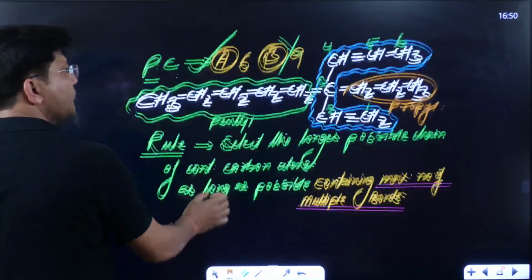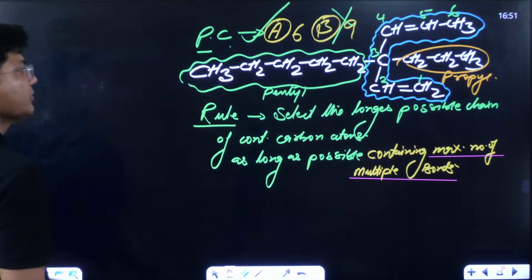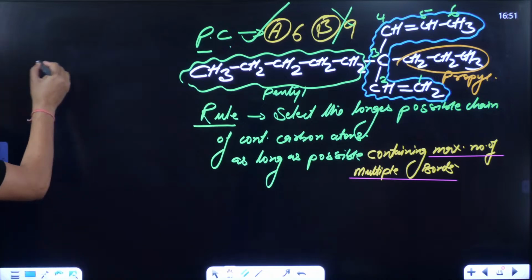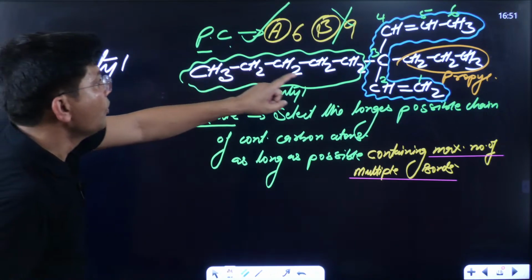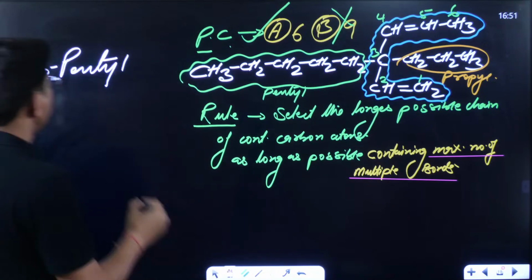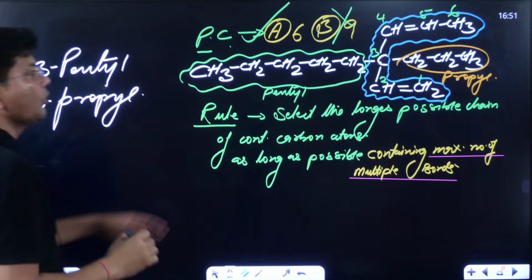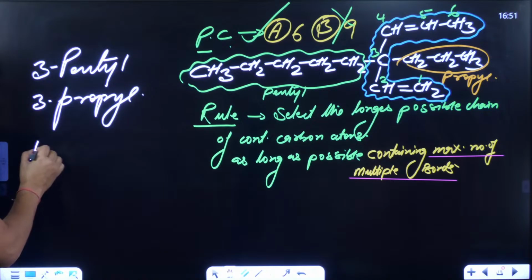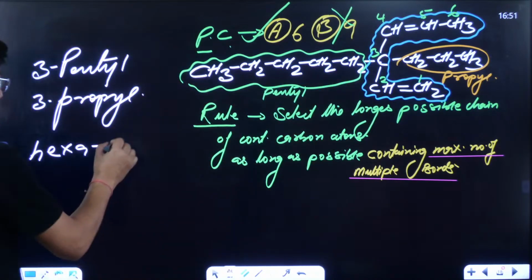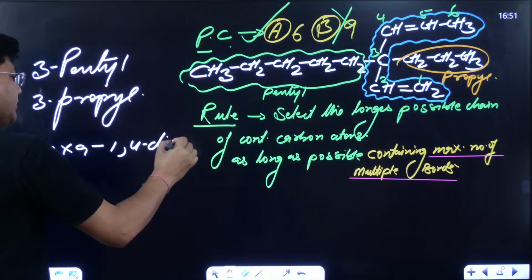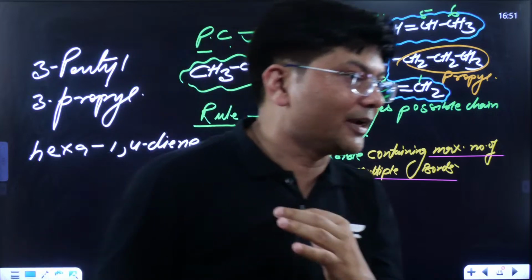What should be the correct IUPAC name, kids? Definitely the correct IUPAC name is 3-pentyl, 1, 2, 3 propyl. So 6, so hexa, comma 1 and 4, 1,4-diene. This is the correct name. How many of you got the correct name?